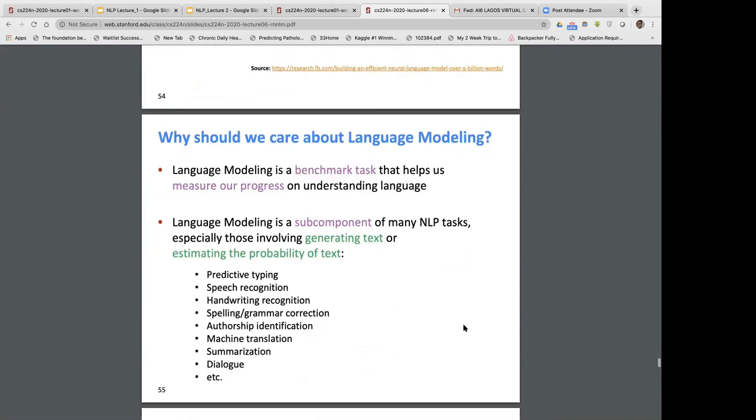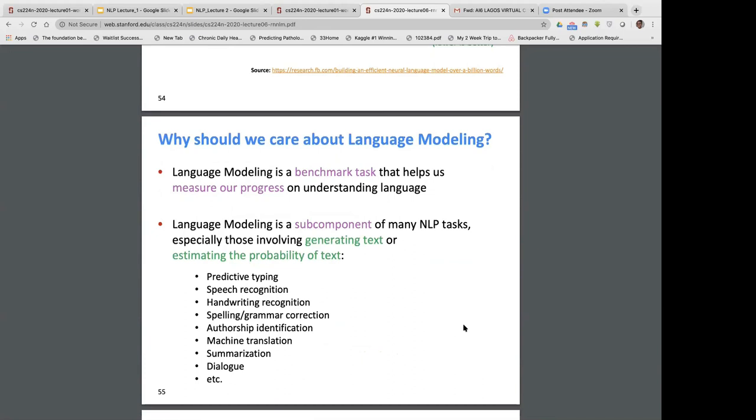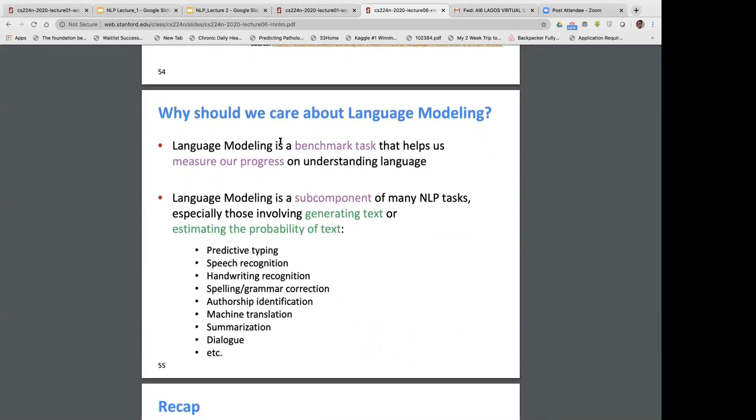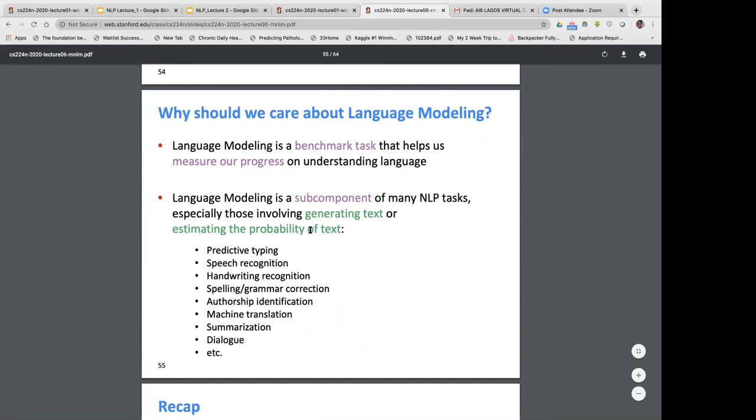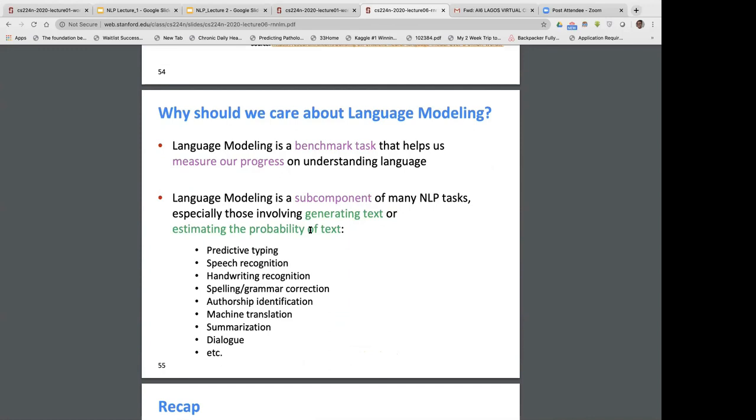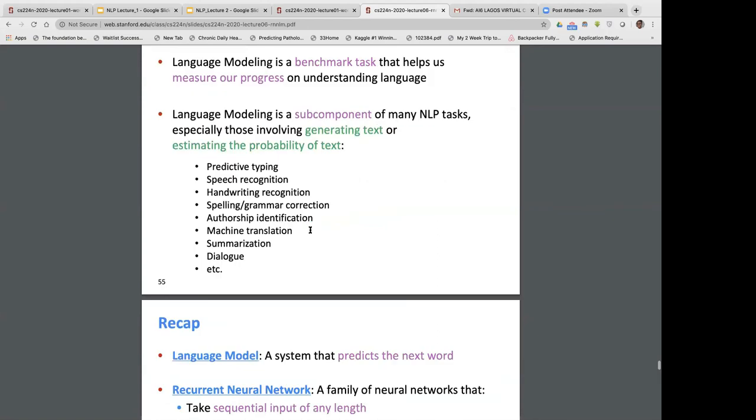So if we've finished talking about RNNs, we're wrapping up on language modeling. Why should we care about language modeling? Because language modeling is a task that lets us measure progress on understanding language. For every NLP task that you will do, you are going to model whatever text or language that you have. It's a subcomponent of many NLP tasks, especially those involving generating text or estimating the probability of text: predictive typing, speech recognition, handwriting recognition, machine translation, summarization, and dialogue.